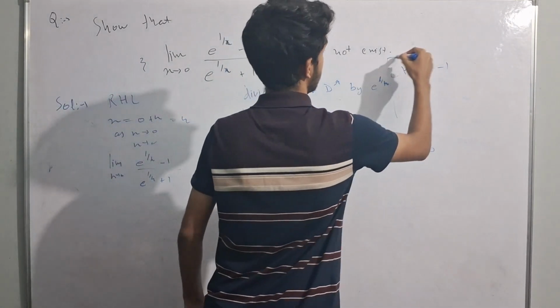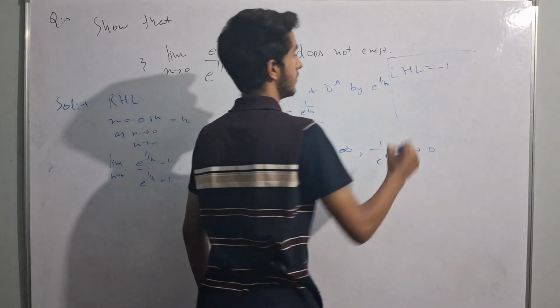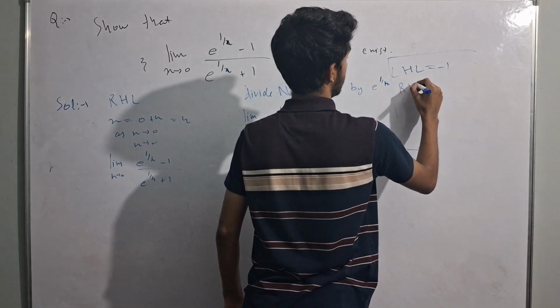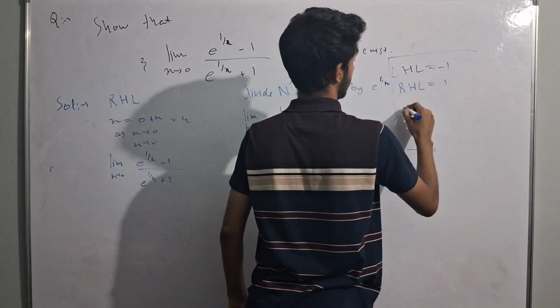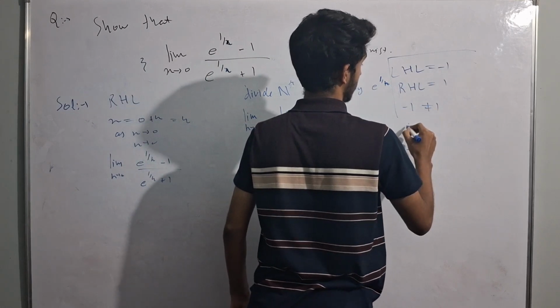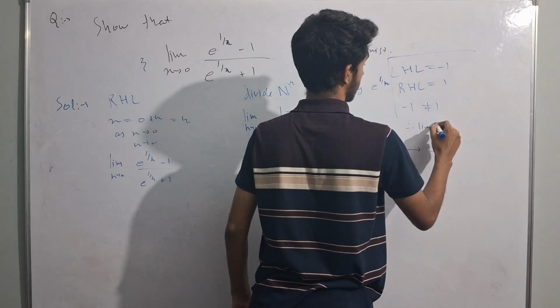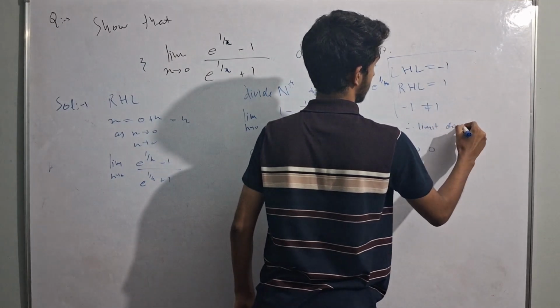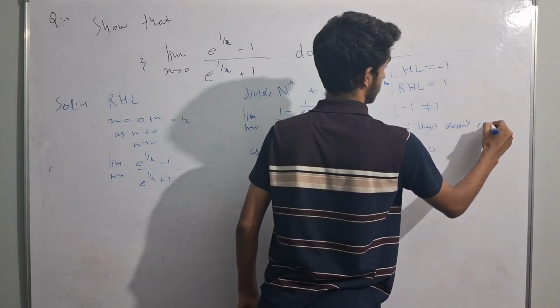And the left hand limit was negative 1. So the right hand limit is equal to 1. Negative 1 is not equal to 1. Hence the limit does not exist.